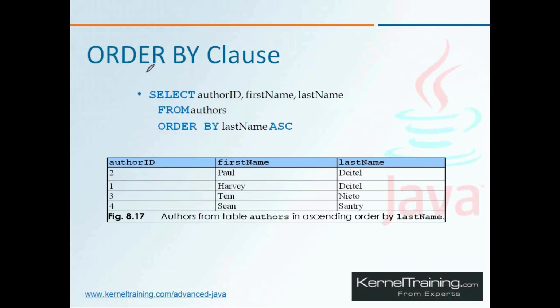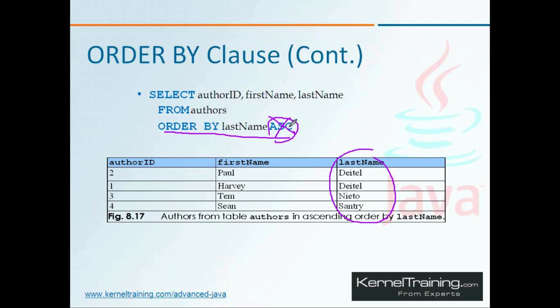Is it clear? We will see this example, then we will wind up the class. Select author ID, first name, last name from the authors table. The name of the table is authors. I want to order by last name. How do you want to order? Ascending. If you order by last name and don't specify ascending, it will still work, because by default order by orders in ascending order. So giving ASC is optional.